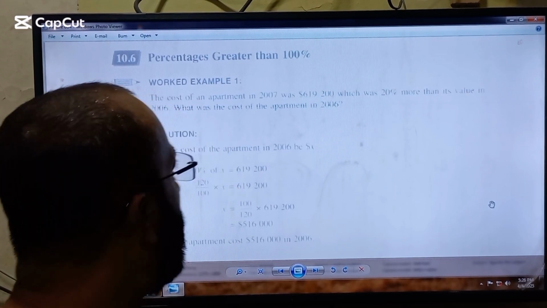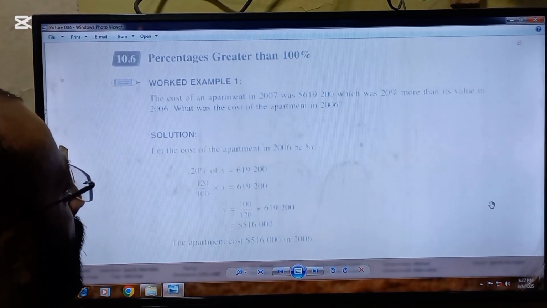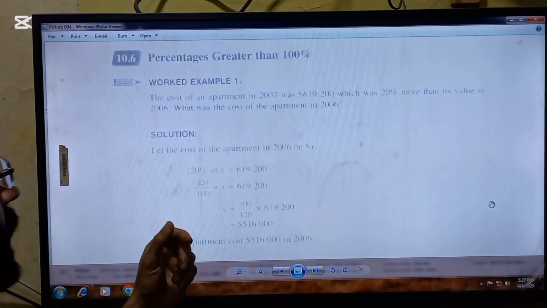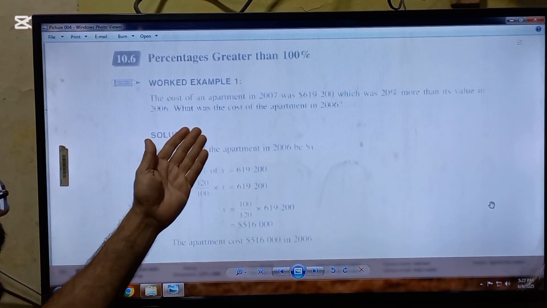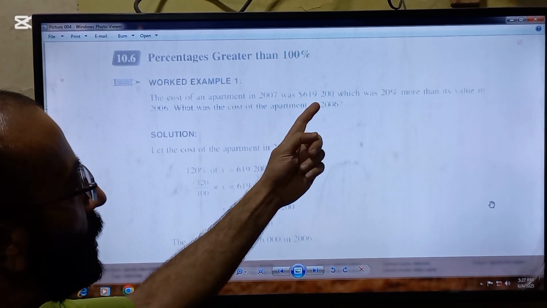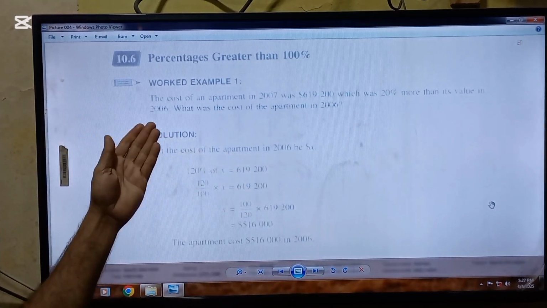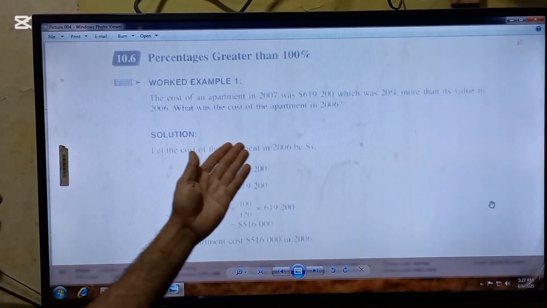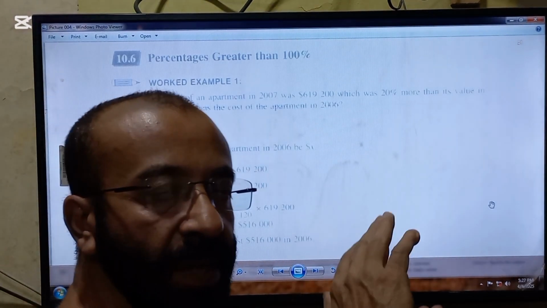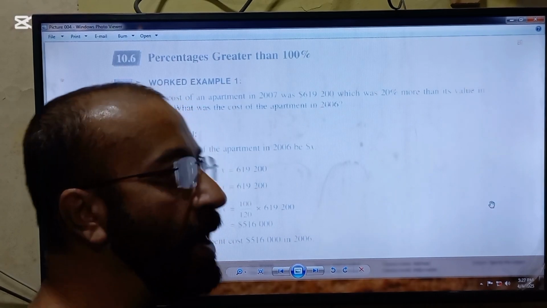Here is the next type of the percentage, that is percentage greater than 100%. So here we are going to do a question to understand this category. The question is: the cost of an apartment in 2007 was $619,200, which was 20% more than its value in 2006. What was the cost of the apartment in 2006? So it means in the previous year what was the price, but in the next year the price is increased by 20%.